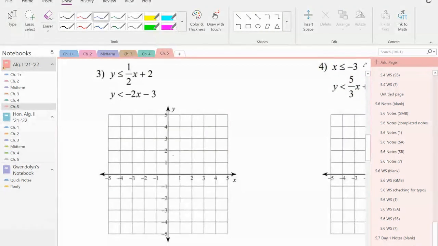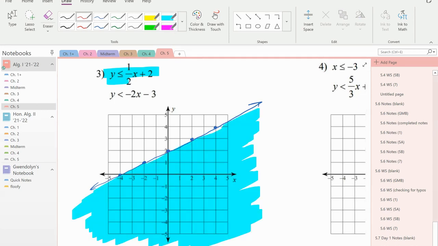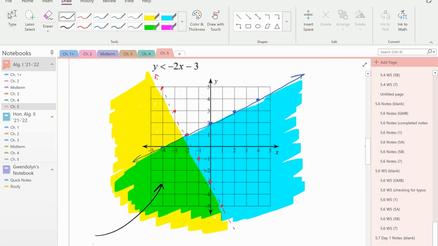All right, so next up, y-intercept of 2, rise 1, run 2. It includes the equals, so I include the points on the line. I want to be under this one because I want my y's to be less than the half x plus 2. Okay. Other line, y-intercept negative 3. We're going to go down 2, right 1. Don't have an equal, so we'll do a dashed line. We want to be under it. So that's talking about all this. So our solution is this section here.